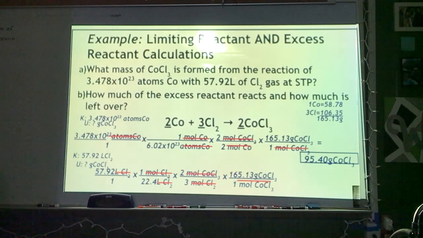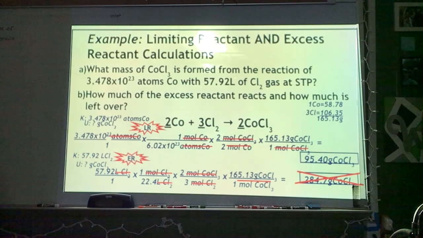Okay, now we multiply across the top, get your answer. Multiply across the bottom, get your answer. To get your final answer of 284.7 grams of cobalt chloride. So now I have to look at these two numbers and figure out which one is going to run out first. The one that runs out first is going to be our smallest of the two. So that is going to be our 95.40 grams of cobalt chloride. So that means our cobalt is our limiting reactant. Our chlorine is our excess. So that should answer part A. So we'll be able to make 95.40 grams of cobalt chloride.